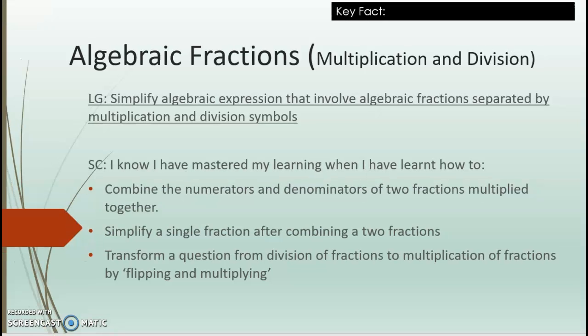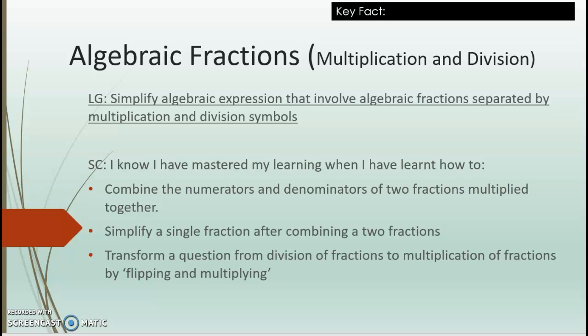Today our goal is to simplify algebraic expressions that involve algebraic fractions separated by multiplication and division symbols. That's a mouthful. So it's two fractions where you've got a multiplication symbol in between them or a division symbol.